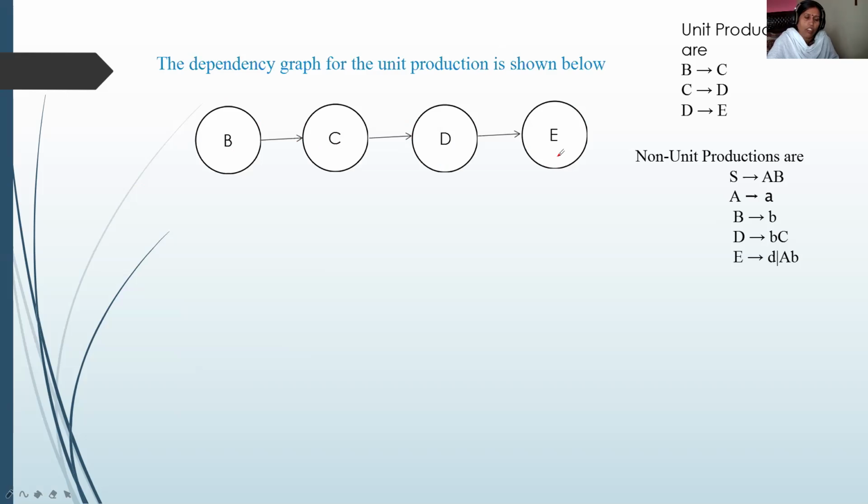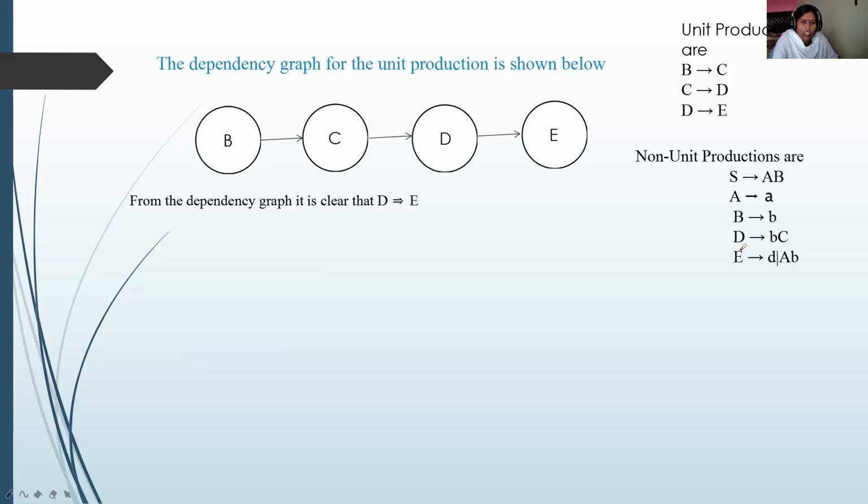So similarly, E, same thing. All the non-unit productions of E are going to be the non-unit productions of D. So first construct the dependency graph. B producing C, C producing D, D producing E. We have constructed the dependency graph. From the dependency graph, it is clear that D is producing E.